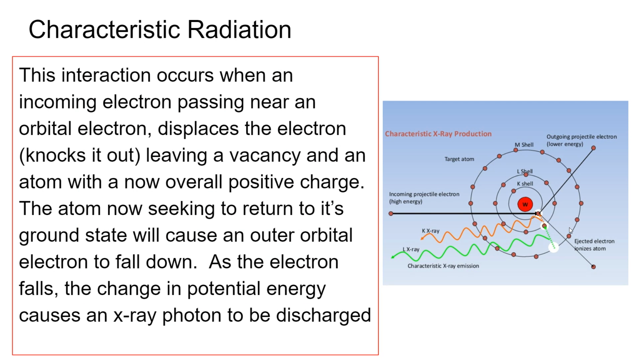With characteristic, things are a little different. First of all, it doesn't happen as often. Second of all, with characteristic radiation, the interaction is that an inner shell electron actually gets bumped out by your incoming electron that originated, if you remember, at the filament. And here, the actual X-ray photon energies that come out are based on the binding energies of the electron, depending on its orbit or shell.